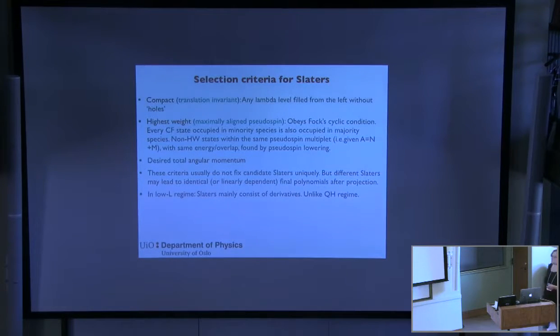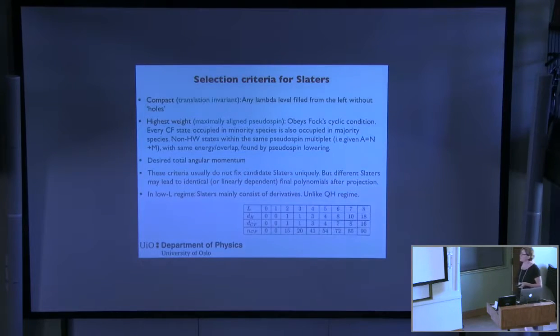And as you saw already, what characterizes this regime is that the Slater determinants actually mainly consist of derivatives, which is very different from what I would refer to as the quantum Hall regime, where you have states of angular momentum of order n squared with filled lambda levels. So here's an example of the point I'm going to make.